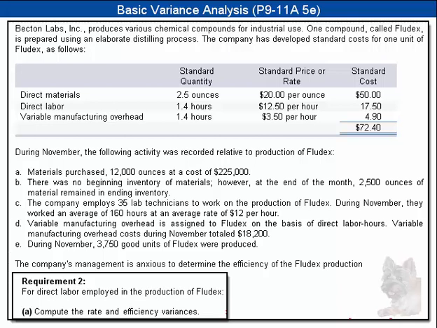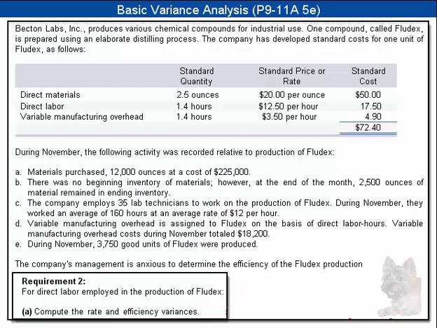Okay, next let's take a look at requirement 2. It says, for direct labor employed in the production of flue decks, compute the rate and efficiency variances. The things we need to remember here is that the direct labor standard was 1.40 hours times $12.50 per hour for $17.50 standard cost. They tell us that 35 lab technicians work on the floor. They worked an average of 160 hours at the average rate of $12 per hour.